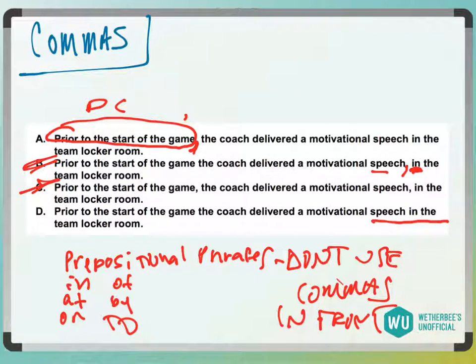We use a comma because our independent clause is "the coach delivered a motivational speech in the team locker room," right? Because the coach is the subject, delivered is the verb. So we say dependent clause, comma, independent clause. So we do put a comma after "prior to the start of the game," but we don't want to put one in front of this prepositional phrase with the word "in." Answer choice A is correct.